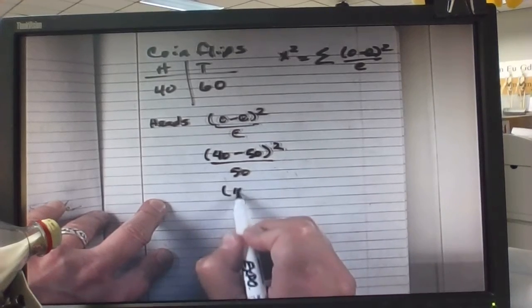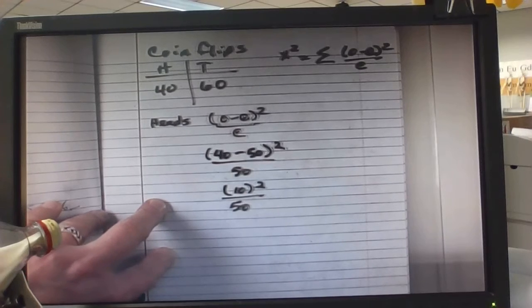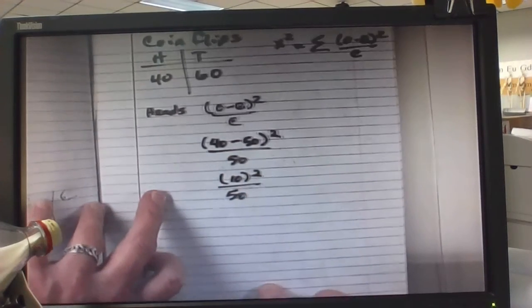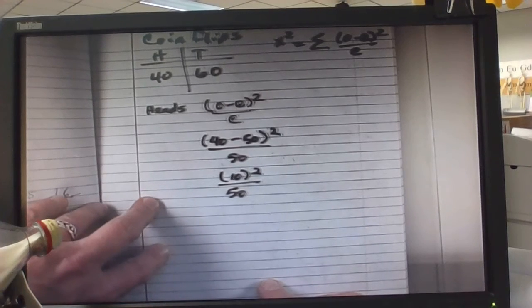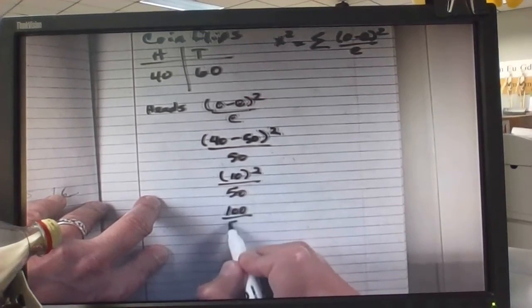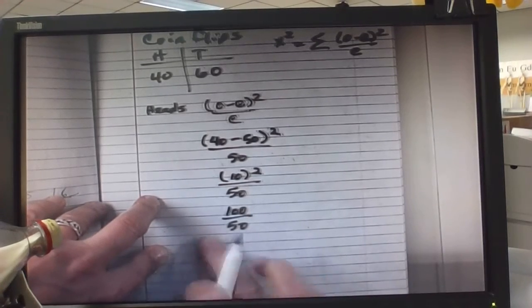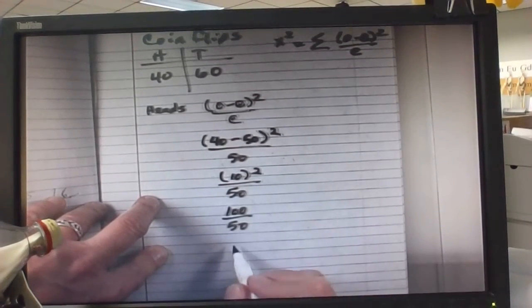(40 minus 50) gives me 10 squared over 50. Write it out. Do your math. Put it in parentheses, squared. Baby steps on this one so that you have a good resource to come back to. 10 squared is 100 divided by 50. My chi-squared value for heads, I'm not even going to do that, is 2.